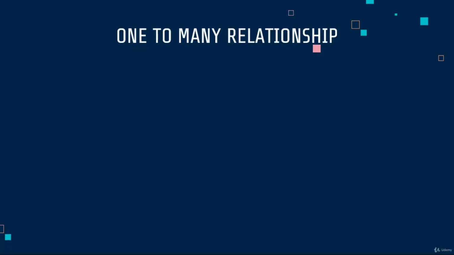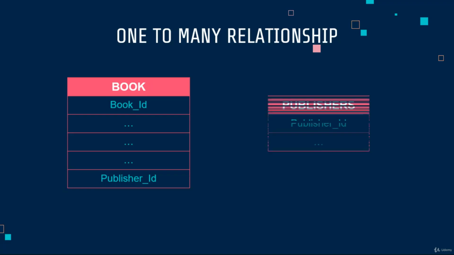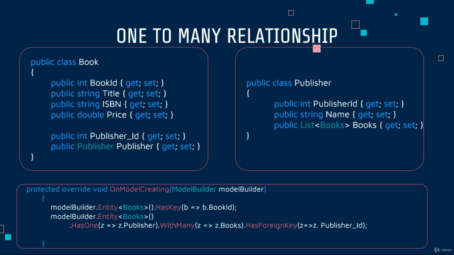Next thing that we want to focus on is one-to-many relationship. We have already done this using data annotation for book and publishers, in which a publisher can have more than one book. For that scenario, we will have to tweak our book as well as publisher classes. In this case, it will be Fluent Book and Fluent Publisher. Along with that, we will have to use Fluent API.